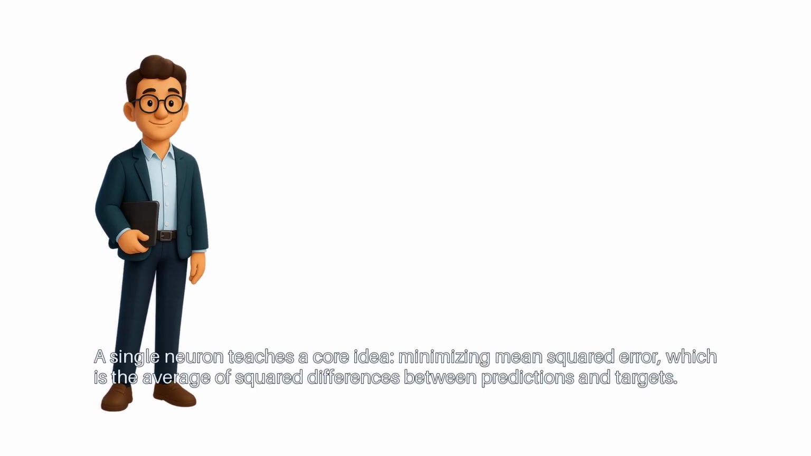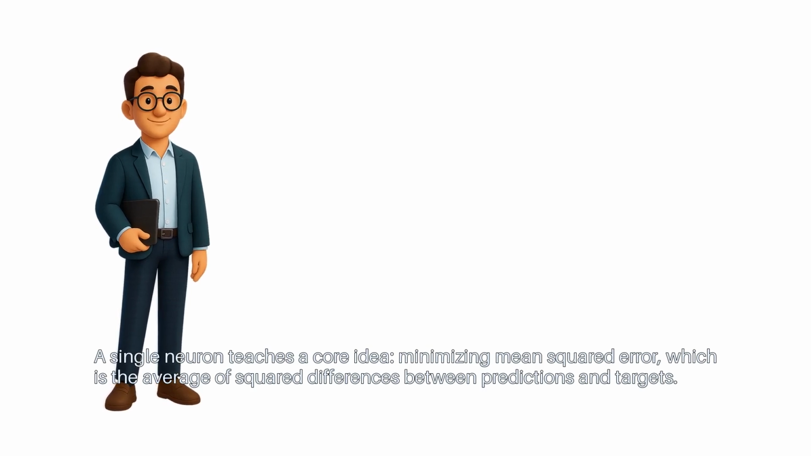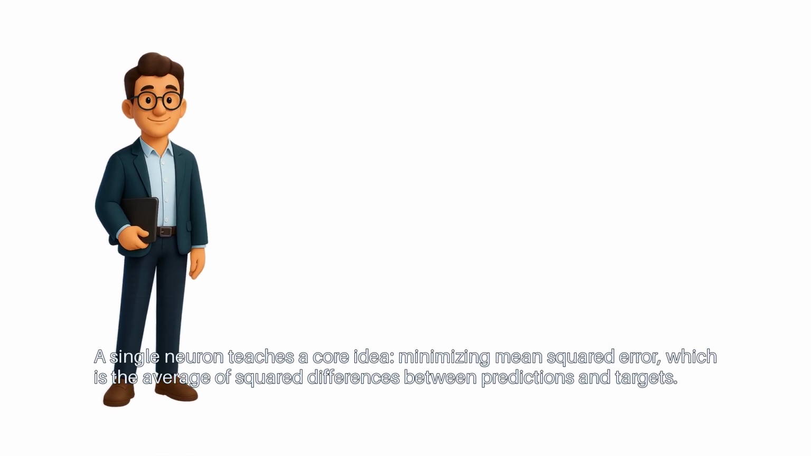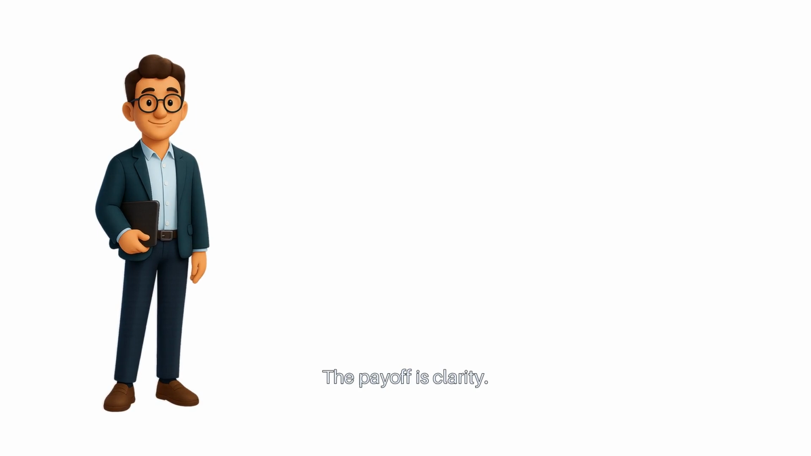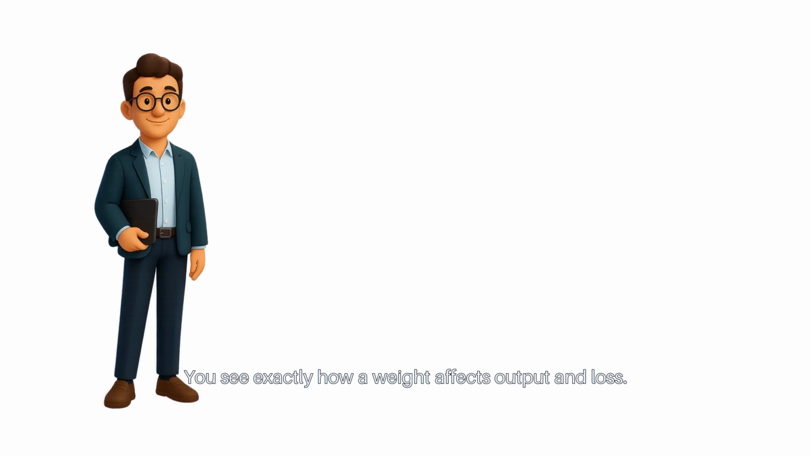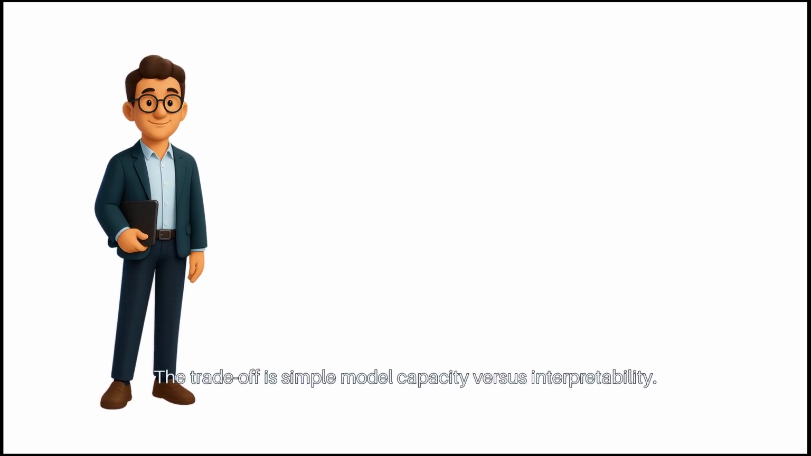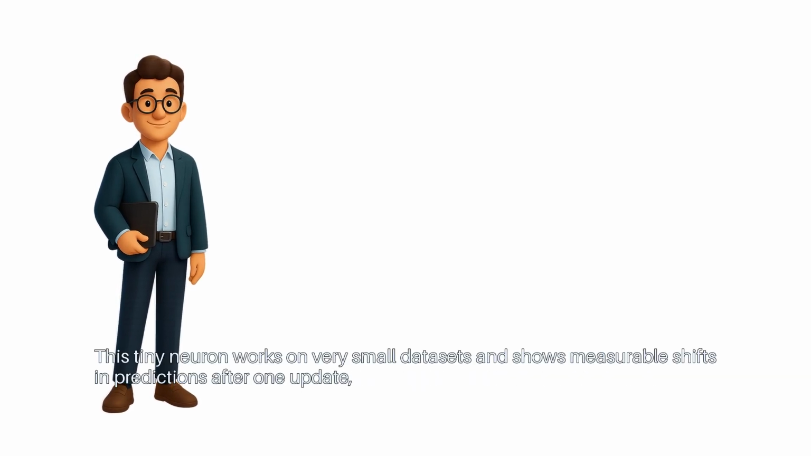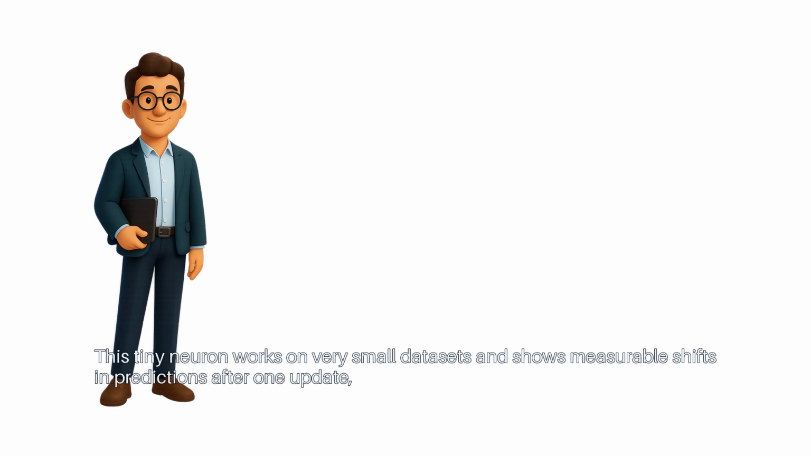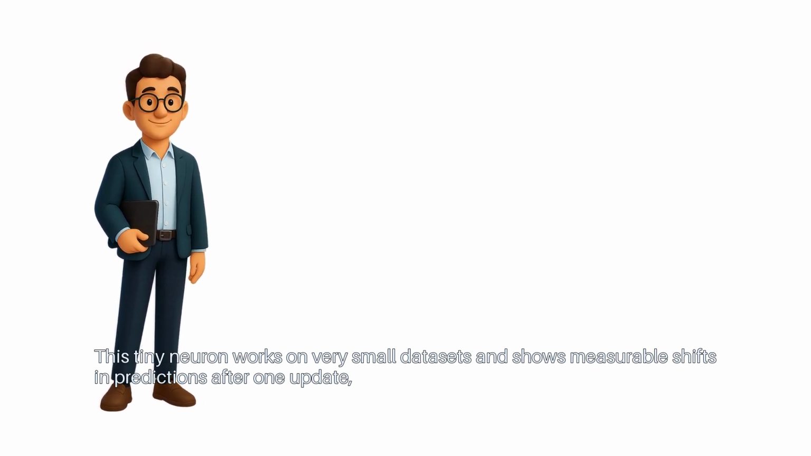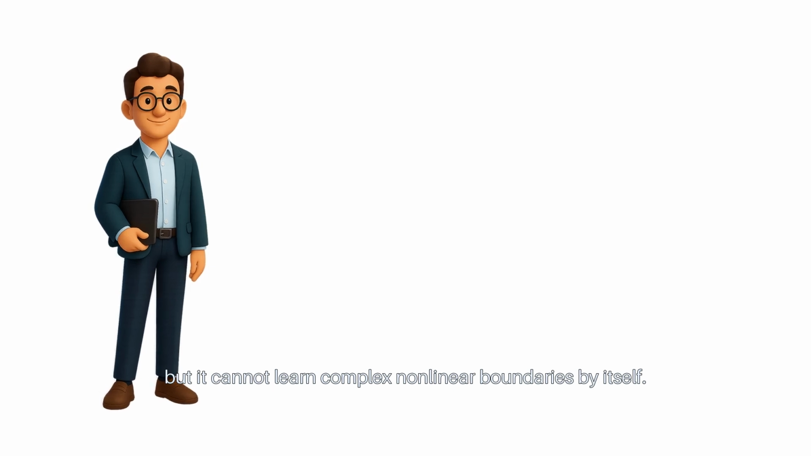A single neuron teaches a core idea, minimizing mean squared error, which is the average of squared differences between predictions and targets. The payoff is clarity. You see exactly how a weight affects output and loss. The trade-off is simple: model capacity versus interpretability. This tiny neuron works on very small data sets and shows measurable shifts in predictions after one update. But it cannot learn complex nonlinear boundaries by itself.